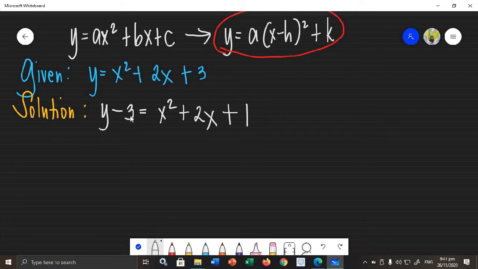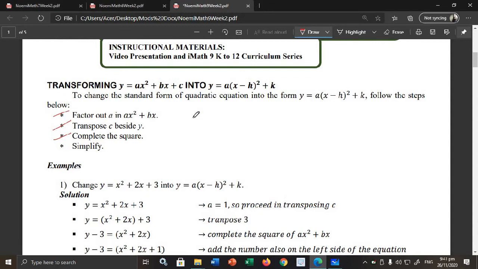Just like when you are using completing the square in a quadratic equation, right? In a quadratic function, it is the same rule. When we use completing the square, once we have found the term we are looking for and added it, we also need to add that term on the left side of the equation. So it will become y minus 3 plus 1, the 1 that we added. And then I'm going to just rewrite this trinomial: x squared plus 2x plus 1. And then let's go back.